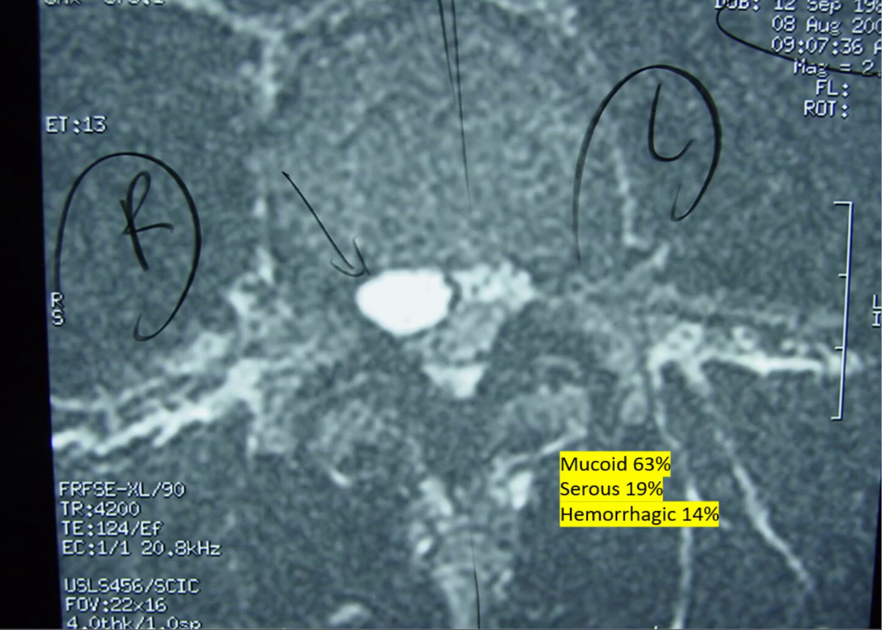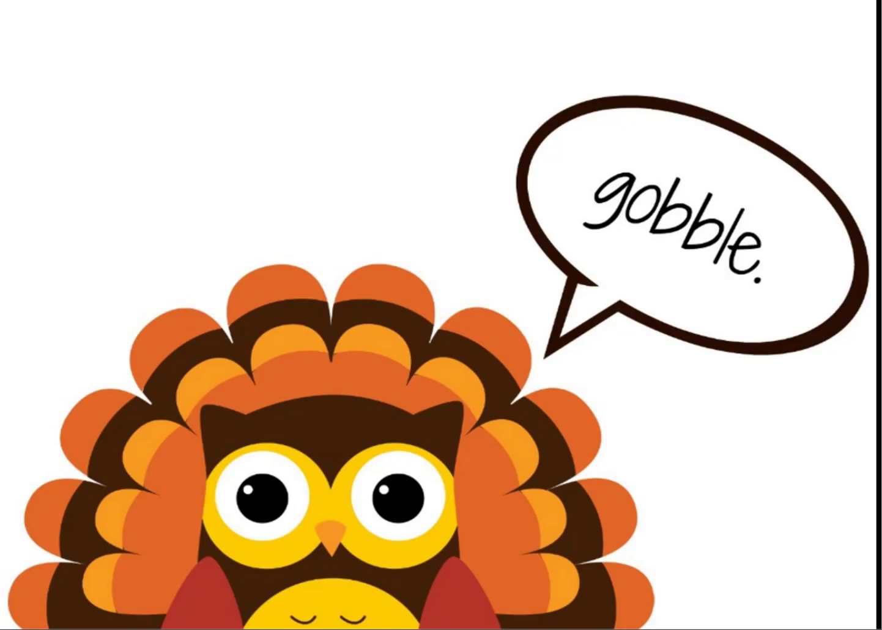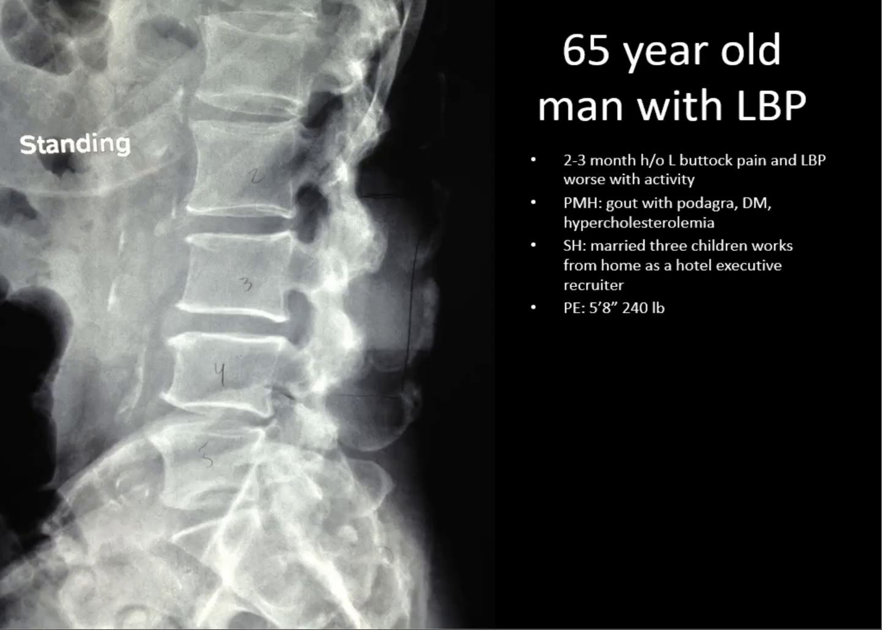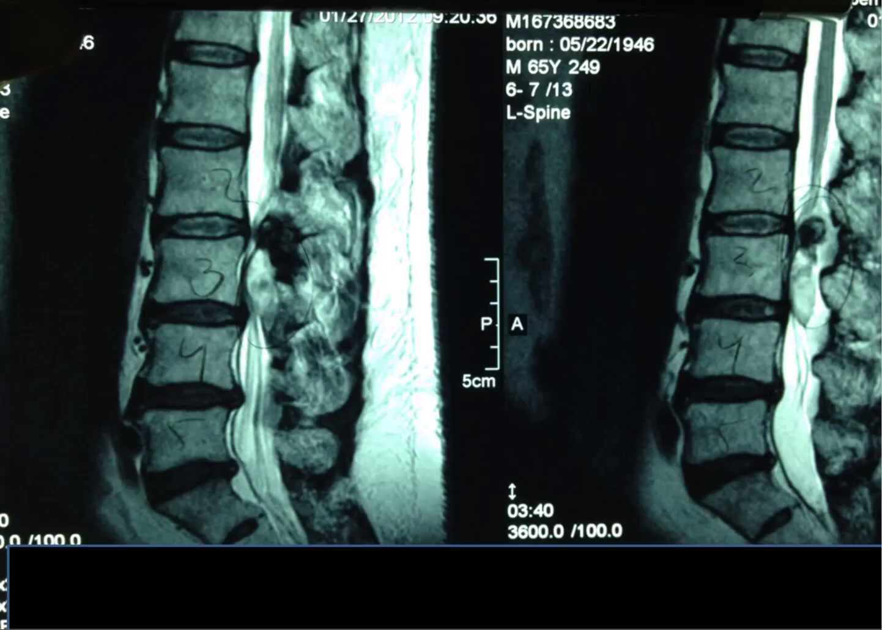Let me show you another one that may change your mind. Okay. So here's another. This is actually a patient of mine too. 65-year-old man with low back pain, 2 to 3 months history of low back pain, left buttock pain. He has gout, diabetes, social history is normal. He's a hotel executive, 5'8", 240. So what do you think of Dr.